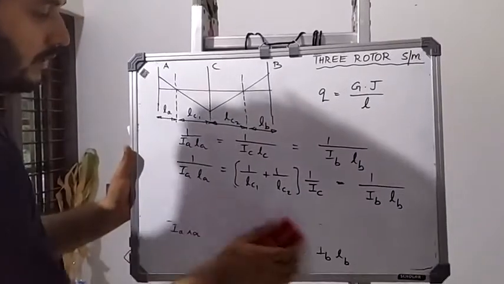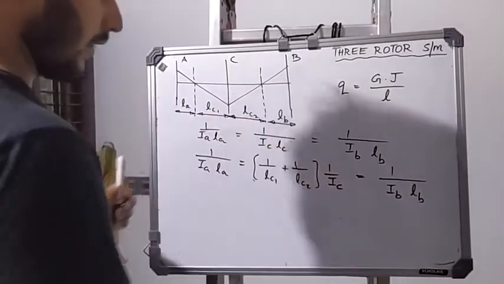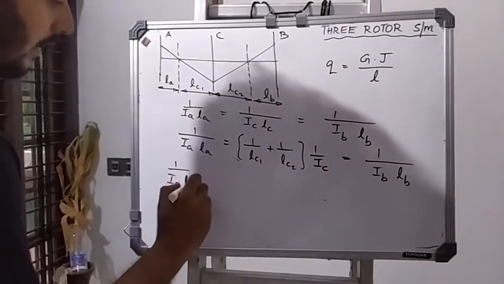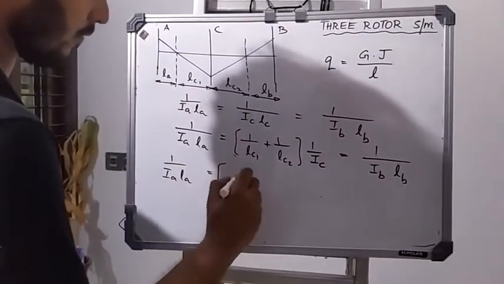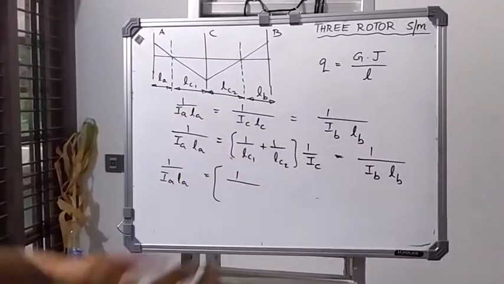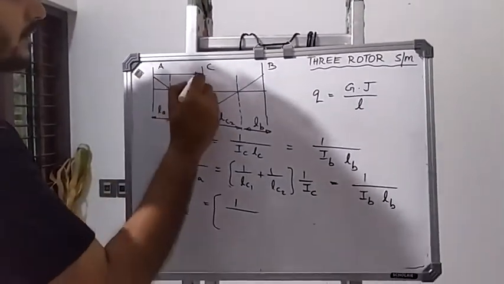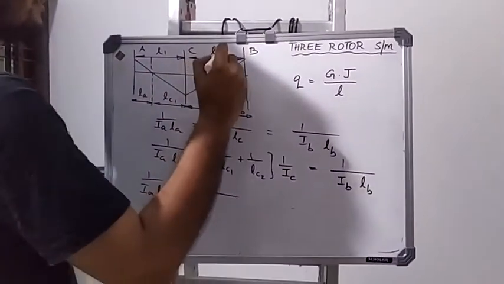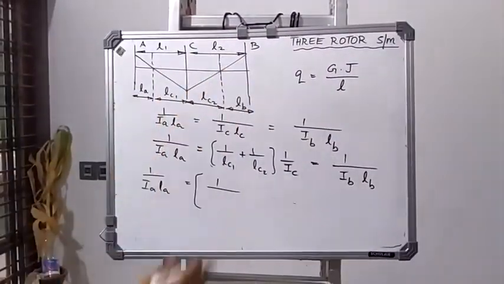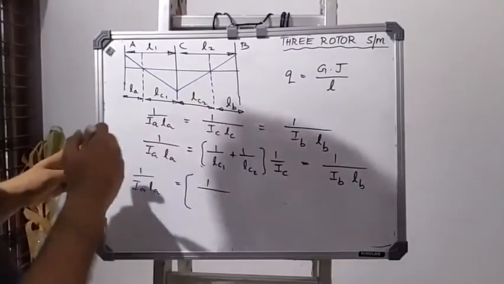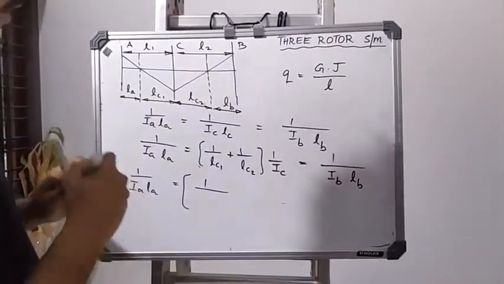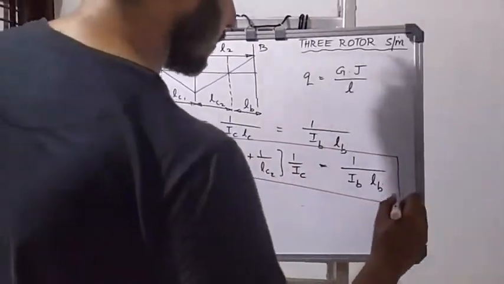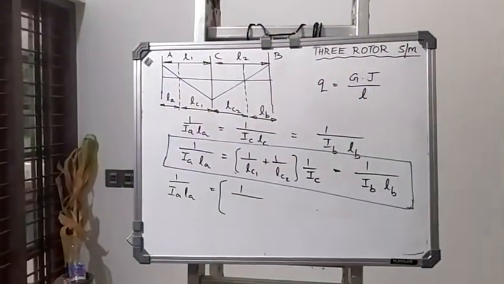Again we can slightly change this one. 1/(IA LA) can be written as 1/(IC1 LC1). How can we write LC1? As this distance is L1 and this distance is L2, for this scenario I can change it up to this condition. This is the generalized equation that we get when we equate all the natural frequencies.